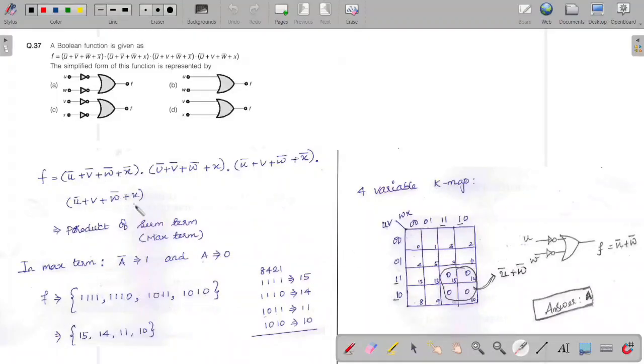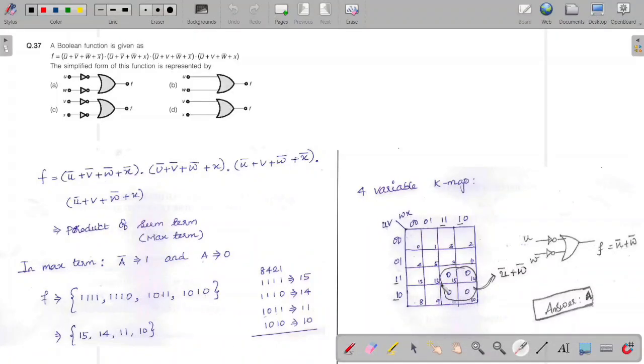Here, this is a four variable function, so we have to use a four variable Karnaugh map to reduce the function. We have four variables u, v, w, and x. So uv will be on the side, and wx will be on this side. So a four variable Karnaugh map is constructed. Since it is a product of sum term, we have to give 0 for each term. So 15 is considered as 0, 14 is considered as 0, 11 is considered as 0, as well as 10 is considered as 0.